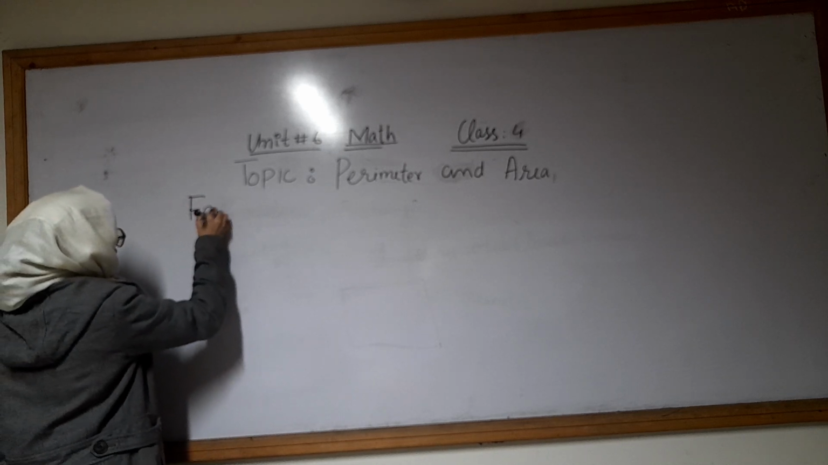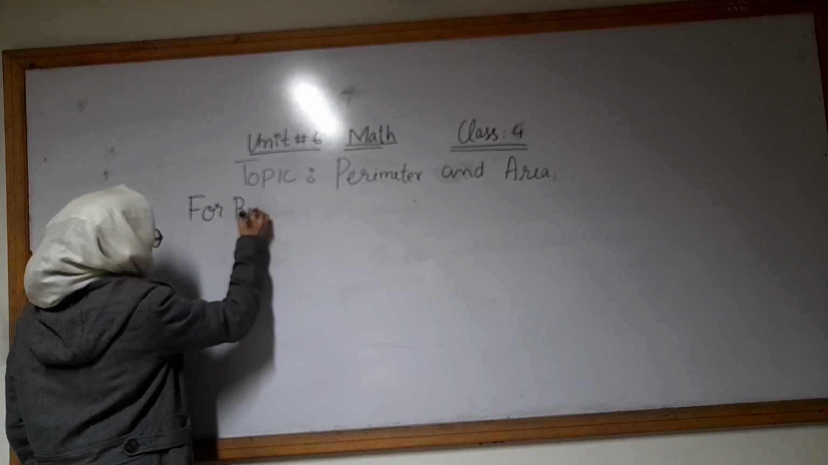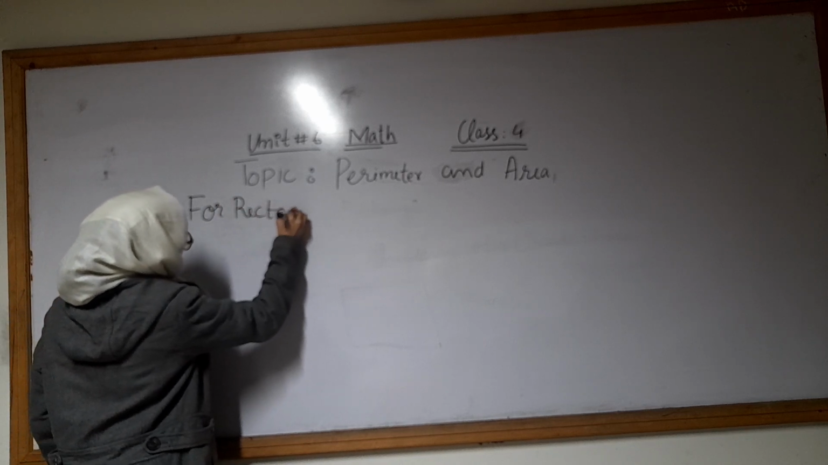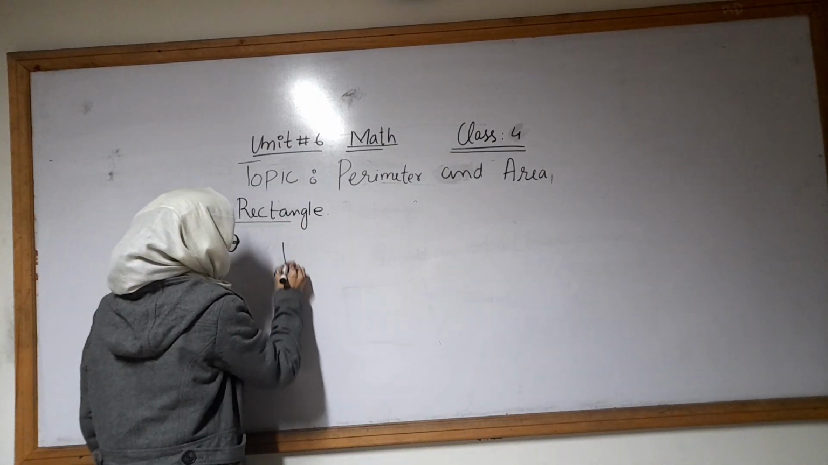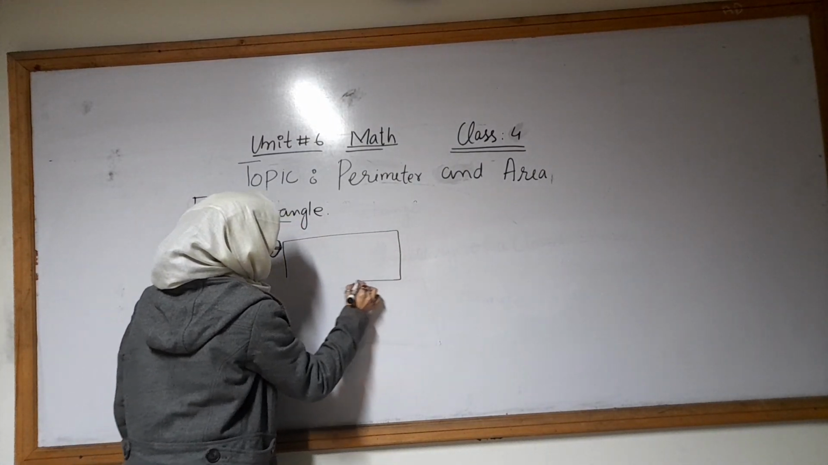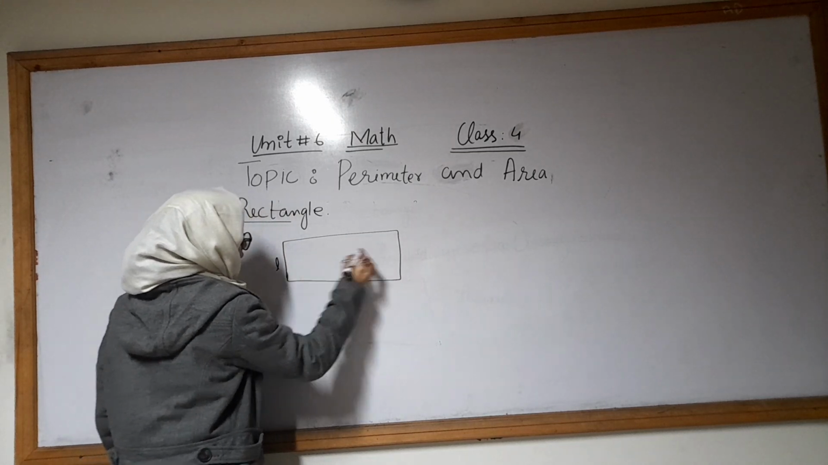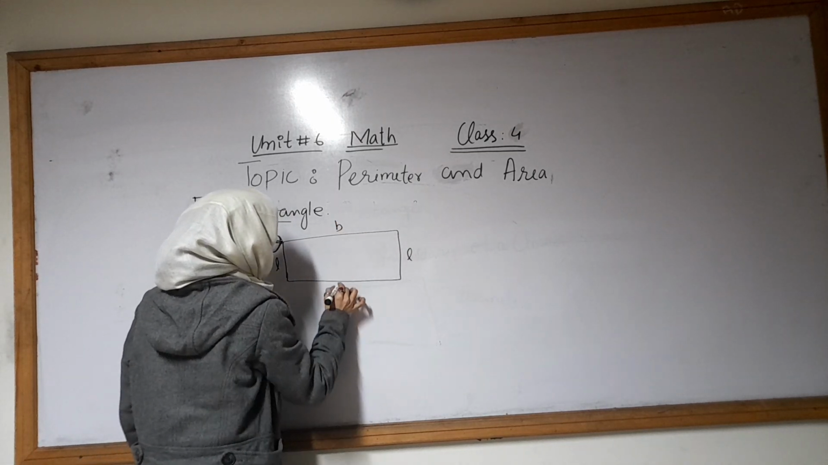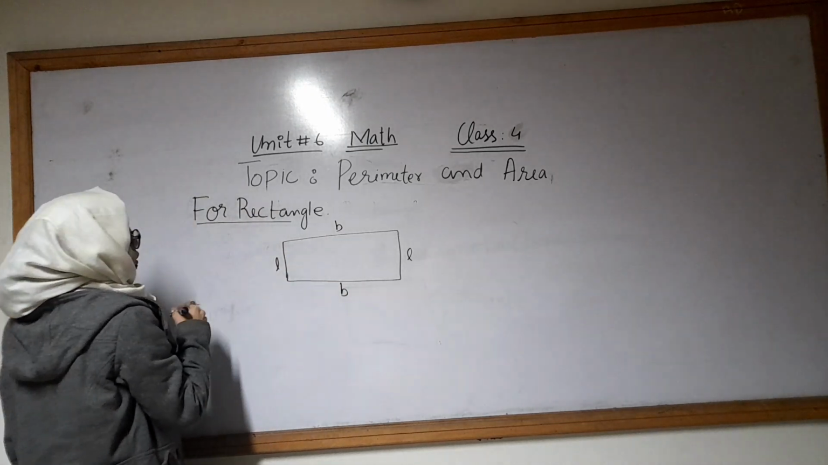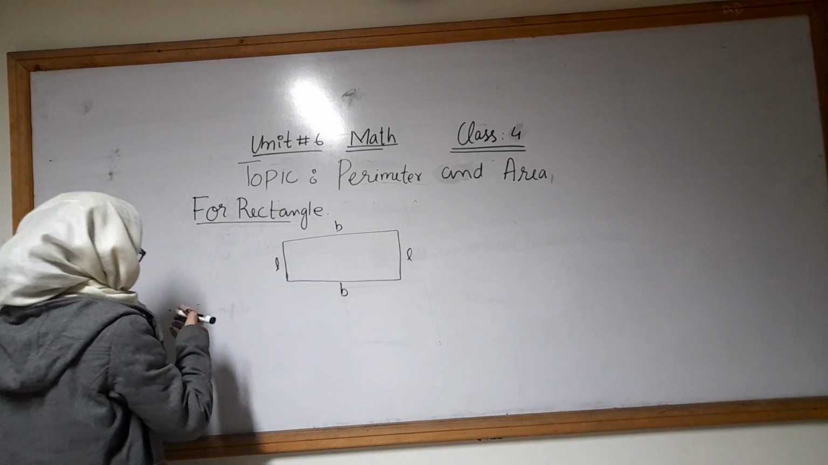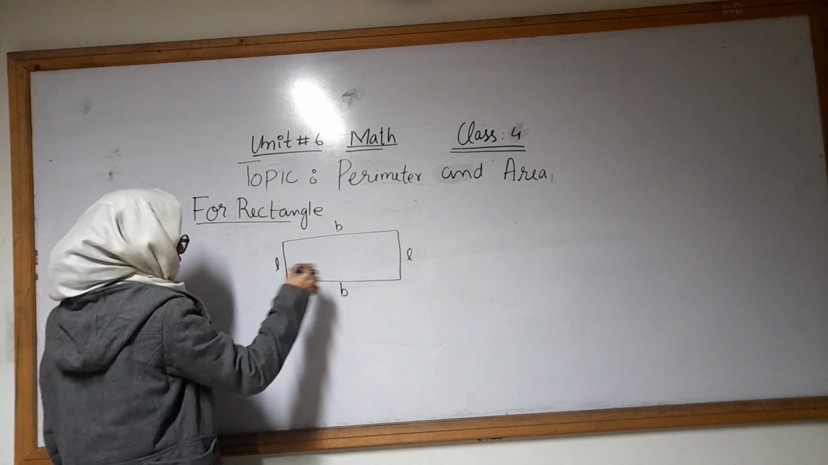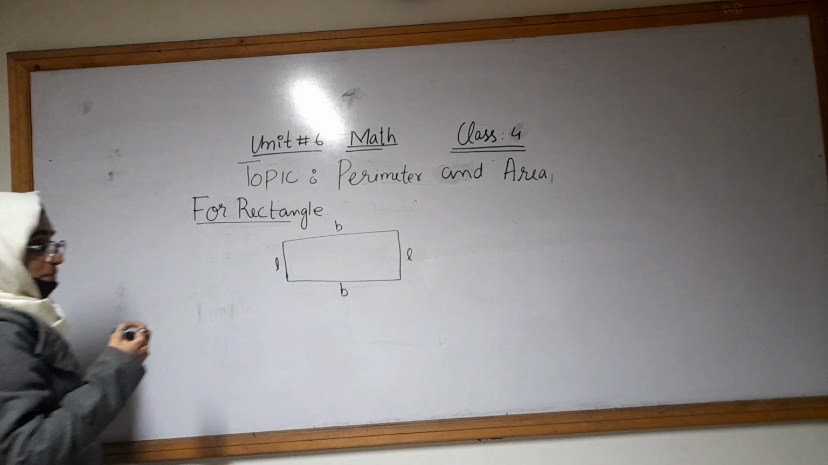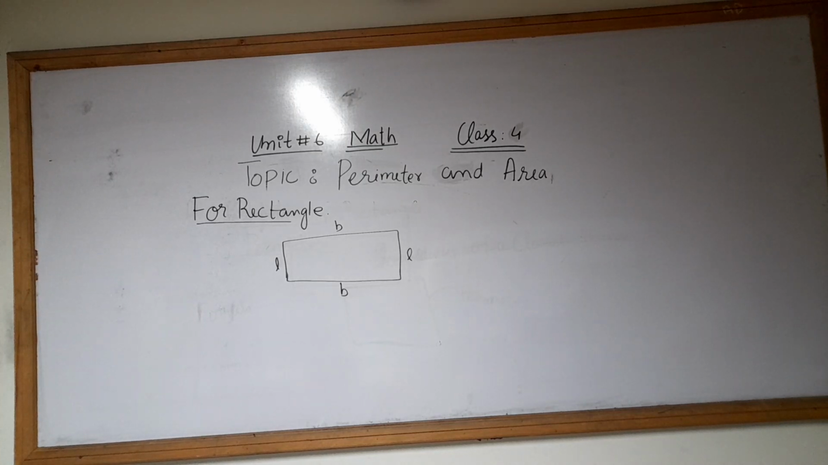For a rectangle, we have two lengths and two breadths. According to our statement, perimeter is the boundary of the closed shape. And how do we calculate the perimeter? We calculate the perimeter by adding all the sides.